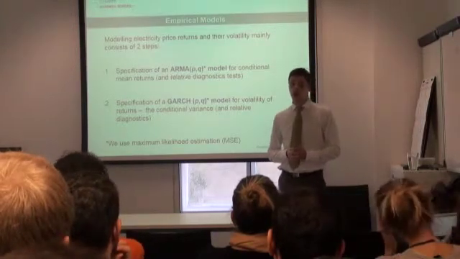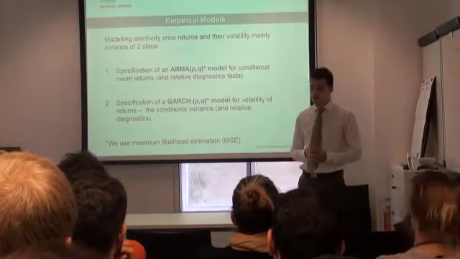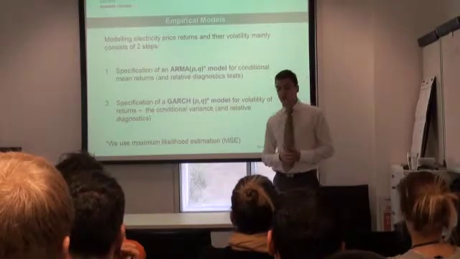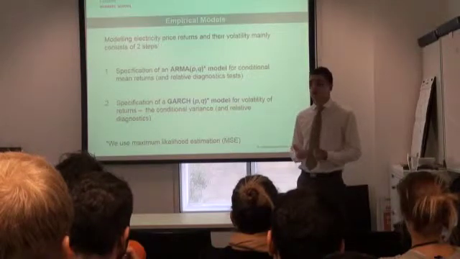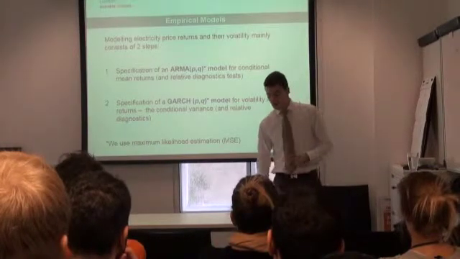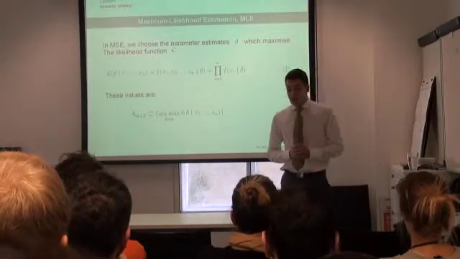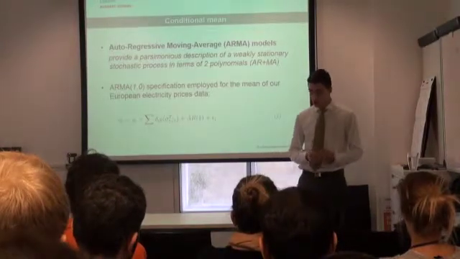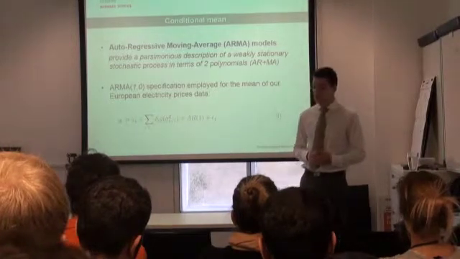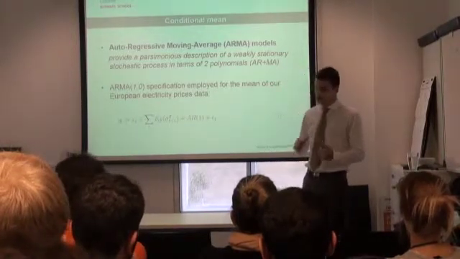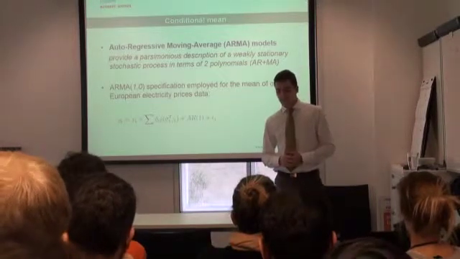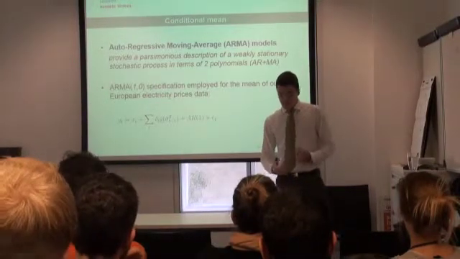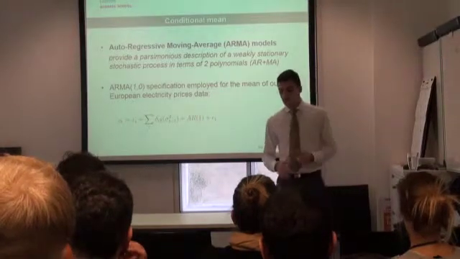We specify a normal model for the conditional mean of electricity price returns, and we assume a GARCH model for the volatility of electricity price returns, which is also known as the conditional variance. So we use a maximum likelihood estimator in order to estimate our parameters. The conditional mean is a normal autoregressive moving average process. Actually, it's only an autoregressive process in our case. So a normal 1-0 specification, which provides a parsimonious description of a weakly stationary stochastic process in terms of the autoregressive component.